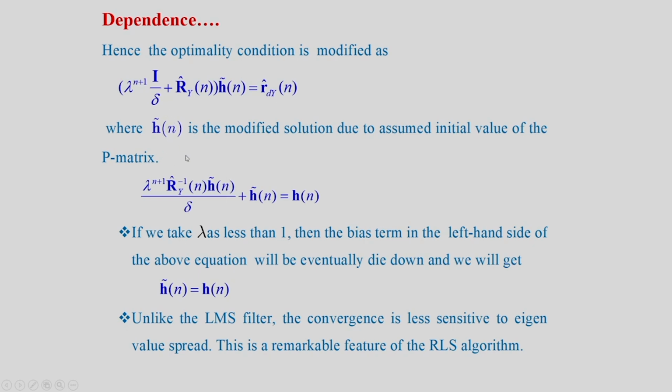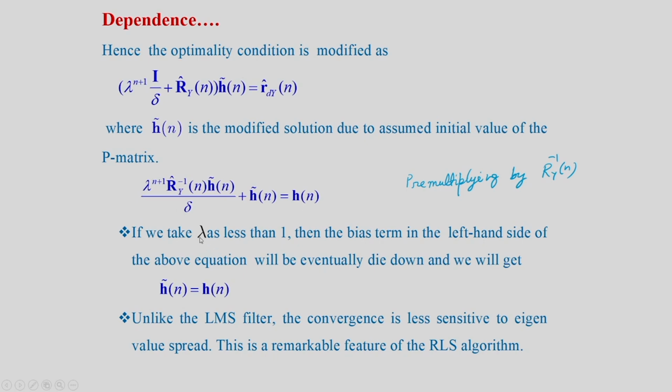Now, taking the inverse, we pre-multiply by Ry hat inverse n. Here, on pre-multiplying, this will now be the identity, so H tilde n will be there, and on the right side, if we multiply R dy hat n by Ry hat inverse n, then we will get H n. So, that way we get this relationship.